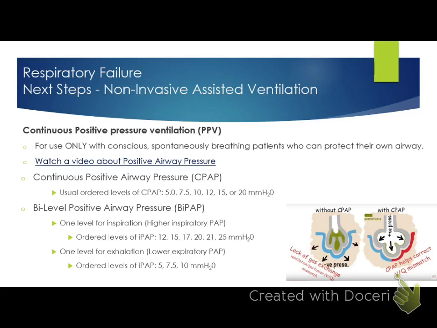So when they have a high PEEP, they're exhaling against pressure. It takes a lot more work to get that lung out, and the lungs stay popped open. So whenever a patient is having trouble breathing, extra pressure is amazing. And that's what we're giving them with CPAP and BiPAP, is this extra pressure.